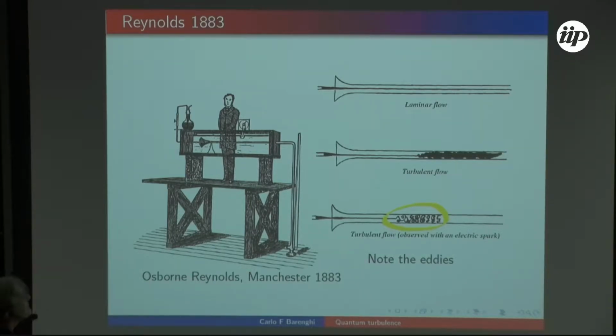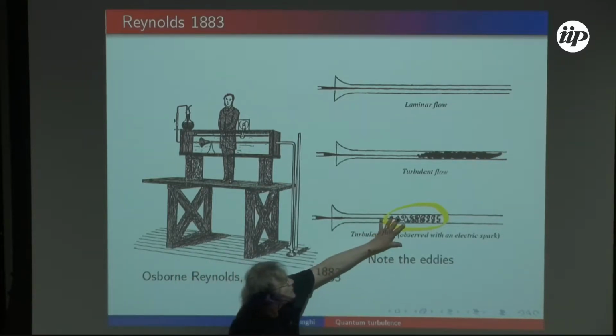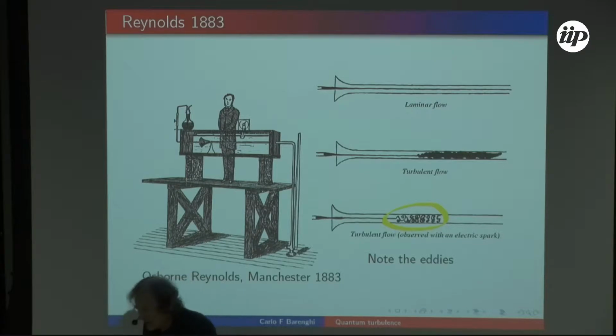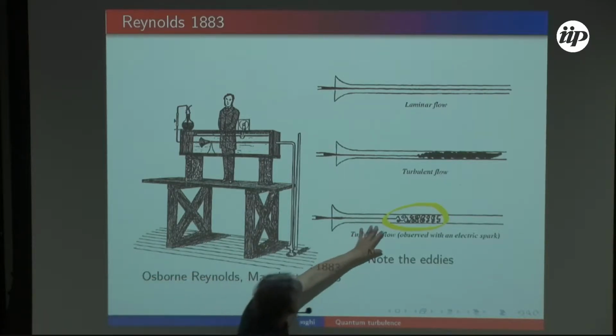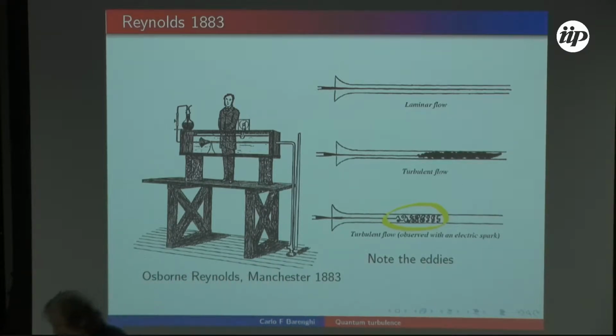He switched off the lights, and he used some electrical spark to see what was going on just for a brief instant. And he saw this kind of picture, which he sketched, so you see lots of eddies. So there are indeed vortices in the turbulence.